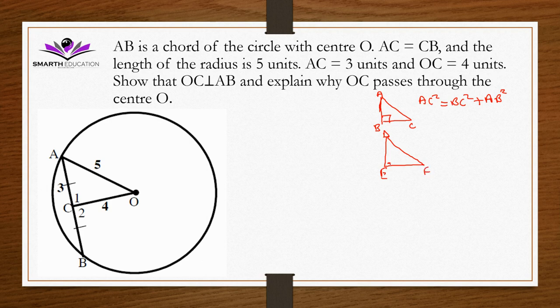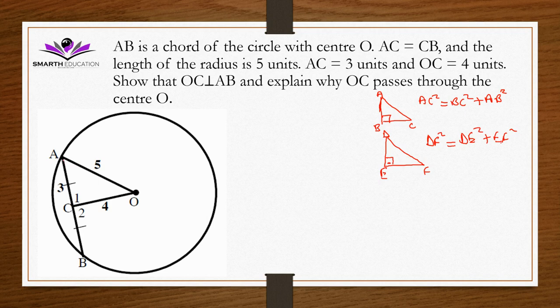We have a triangle here. We don't know that this angle is 90. But if DF squared is equal to DE squared plus EF squared, then we can conclude and say this angle is 90 degrees. Okay, so this is what we have to do here.